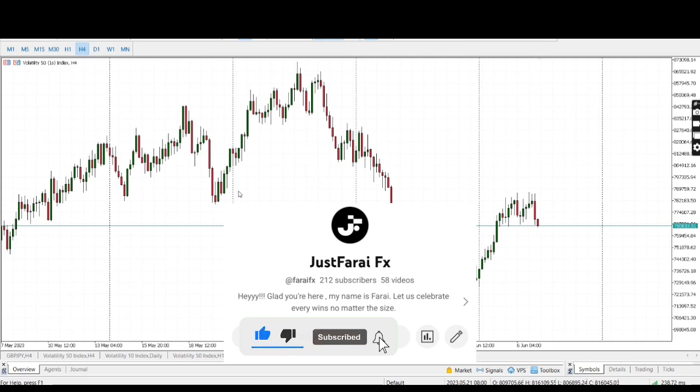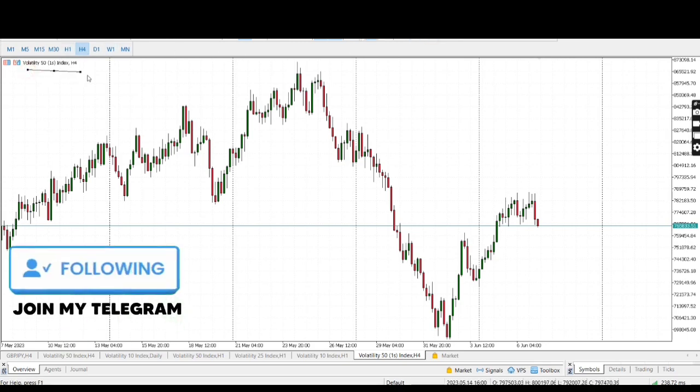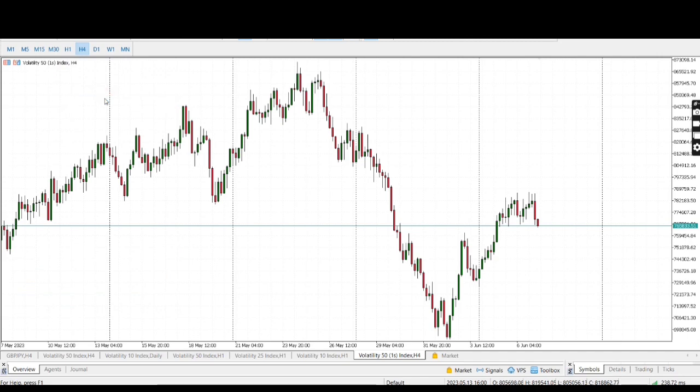So in today's episode, I just want to show you how to do that crazy top-down analysis, right? And I'm actually using the Volatility 50 index, as you can see right here. First and foremost, I want to start on the H4 time frame. You can start on whatever time frame you want, but as for me, I will start on the H4 time frame. That is what I always do.